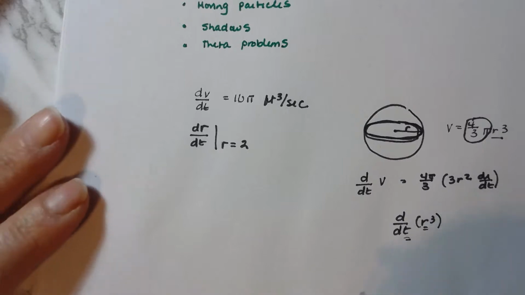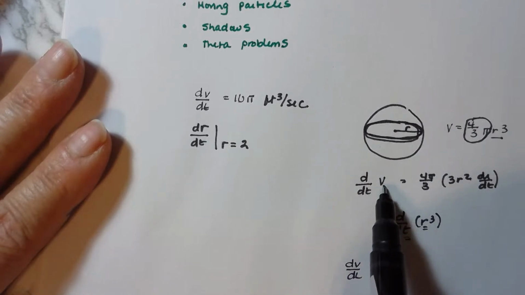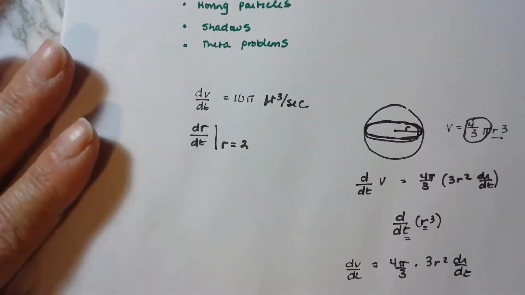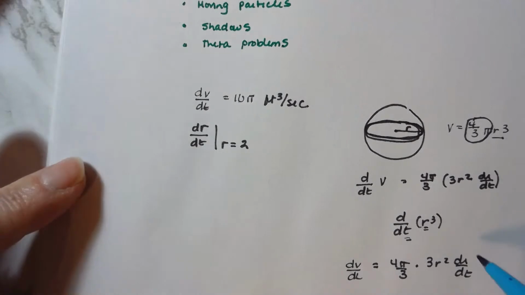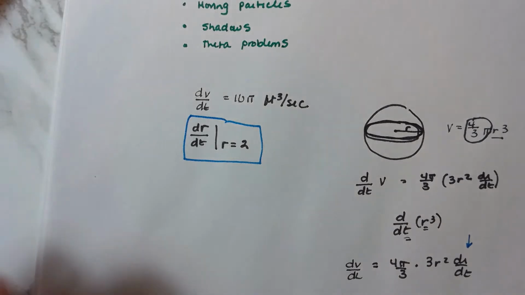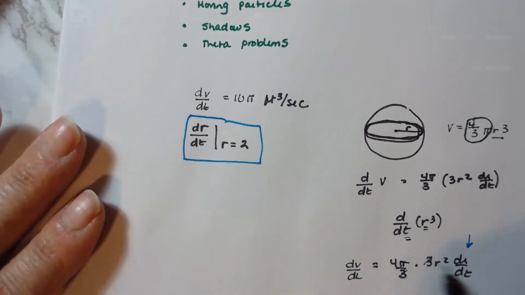Okay, so let me make this a little nicer. We have dV/dt, right? The derivative with respect to time of V is dV/dt. It's equal to 4 pi over 3 times 3r squared dr/dt. And this right here, dr/dt, is the quantity I'm looking for. So I want to clean this up first. I took the derivative and I noticed that these 3's cancel. So I've got dV/dt is equal to 4 pi r squared dr/dt.